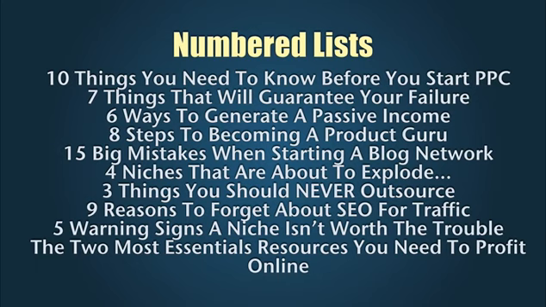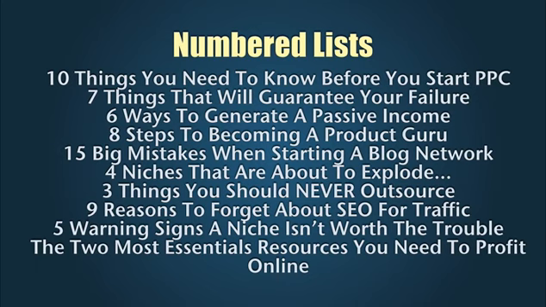What are these 7 things? 6 ways to generate passive income. And again, the number can change and the item can change. What we're talking about is 6 ways, 6 steps, 15 big mistakes, whatever. The number can change and the topic can change, but it's the numbered list that's important.